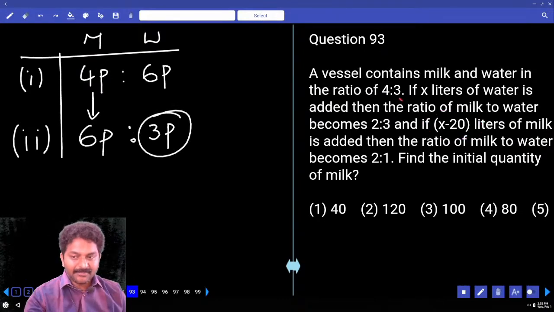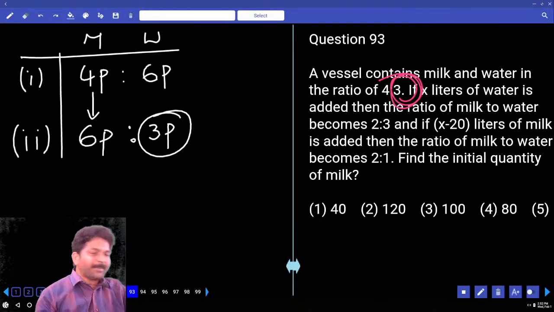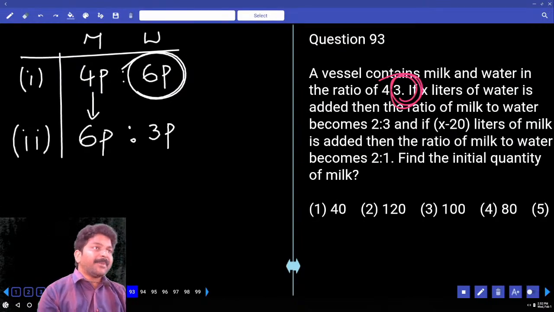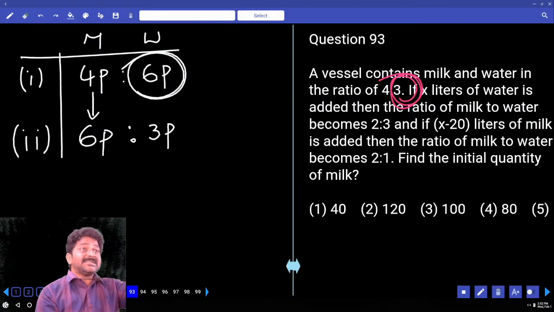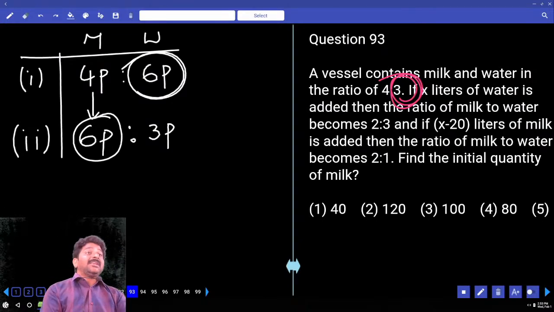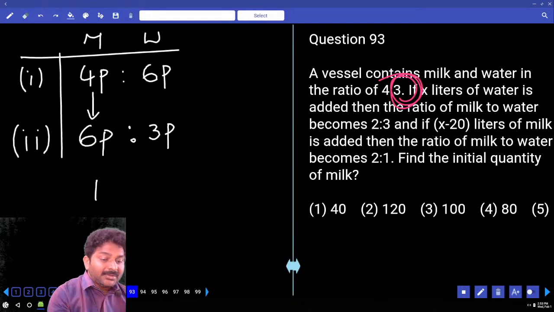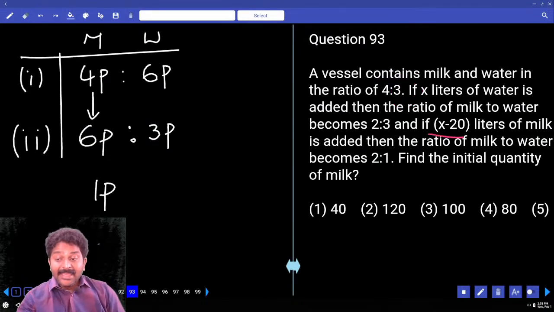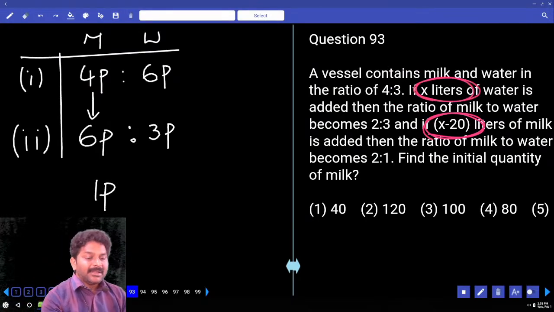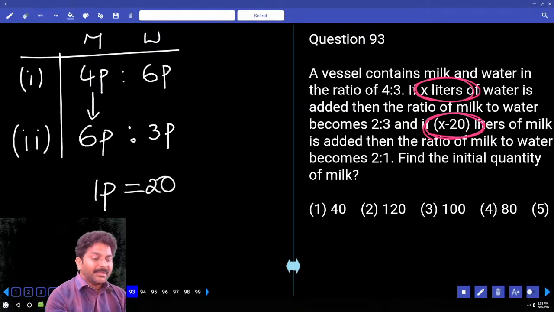Now, this is the original quantity of water. Initial ratio, water is 3 parts. But that becomes 6 parts. How many parts increased? 3 parts. Why is there a 3 parts increase in water? x liters. Milk increased by 2 parts. Water increased by 3 parts. Difference? 1 part. Milk increased by x minus 20. Water increased by x. Difference? Can I conclude 1 part is equal to 20? Initial milk is 4 parts, that is equal to 80.